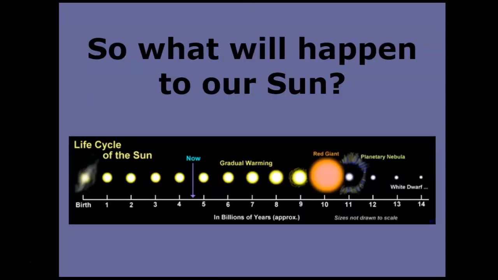So let's look at the life cycle of our sun. This diagram is going to show you that transition. Look where we're at now. We're at about 4.5 billion years of age, so we're about halfway through the life cycle of the sun. We are still in the main sequence, and it's going to transition into a red giant. You see our nebula, and finally a white dwarf.